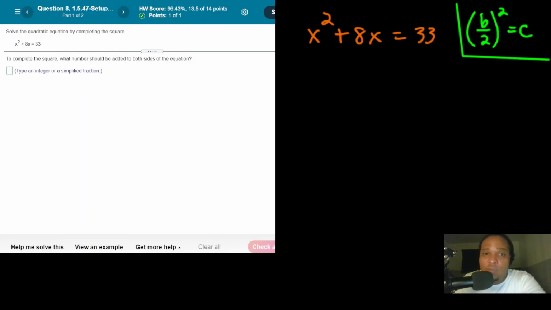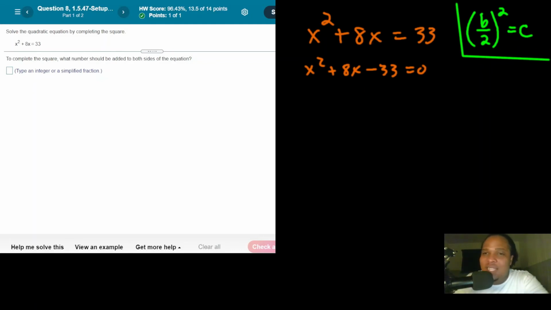Okay, so where do we begin? Well, first of all, let me take you back here. We have x squared plus 8x. And remember, we want to usually set it equal to 0. So we can bring this 33 over, so it's negative 33 is equal to 0. Remember, all we did was subtract 33 from both sides, right?